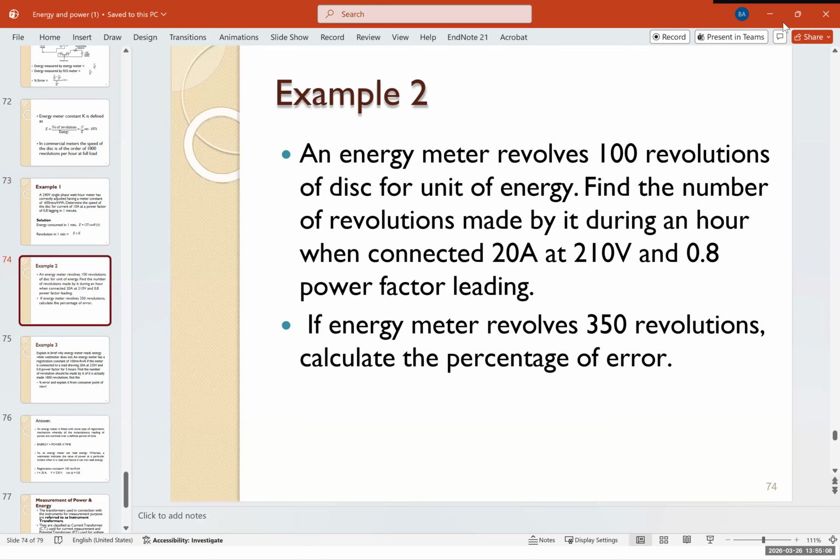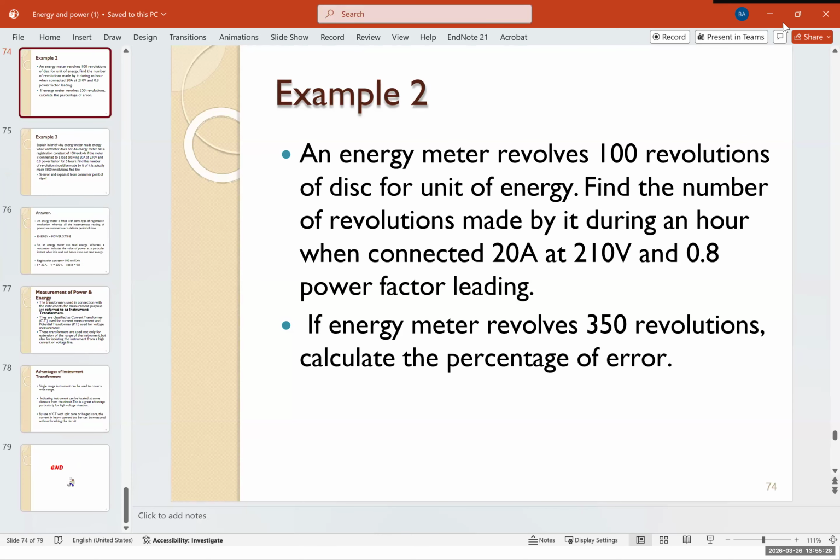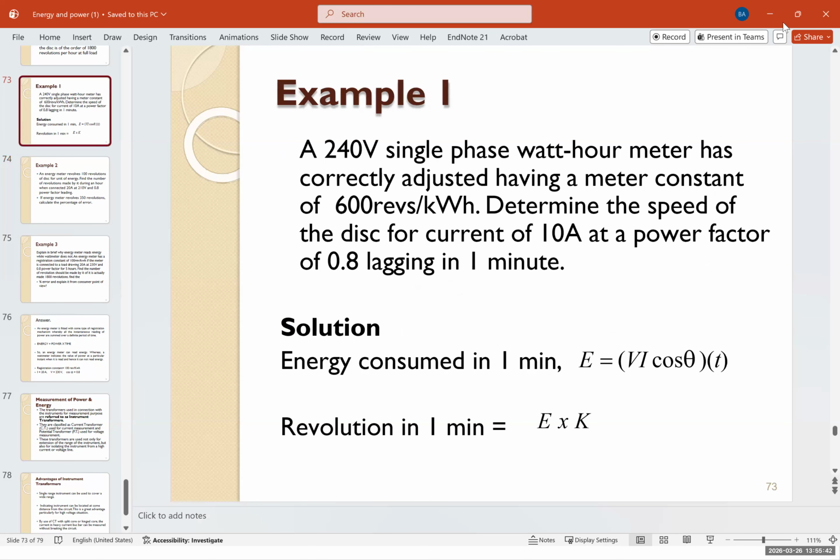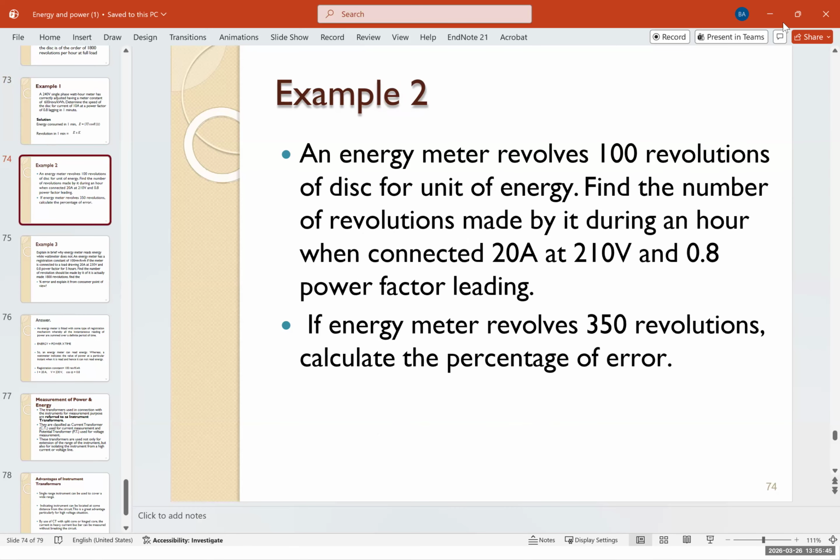Now, an energy meter revolves 100 revolutions of disk per unit of energy. Find the number of revolutions made by it during an hour when connected to 20 amps at 210 volts and 0.8 power factor leading. I'm going to put this example as your homework for the upcoming week. If the energy meter revolves 350 revolutions, calculate the percentage of error. Again, we have the voltage, the current, the cosine of theta, and the revolutions. We want it for an hour, and we can calculate that easily.